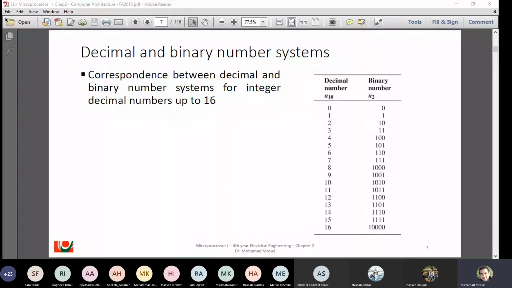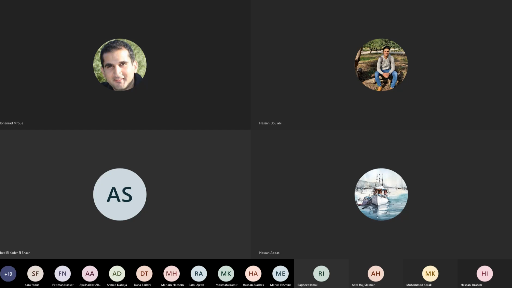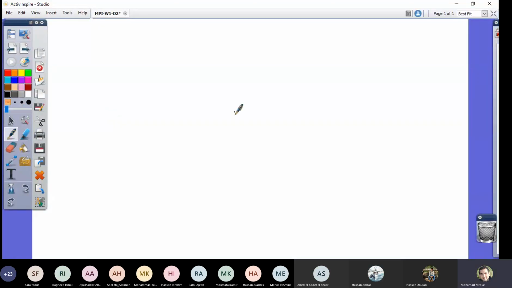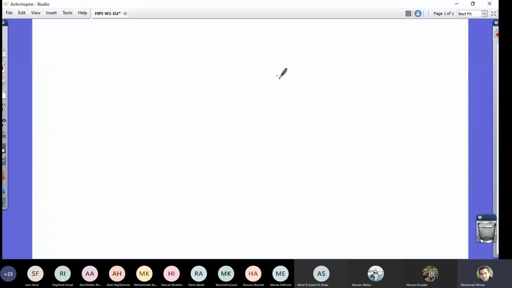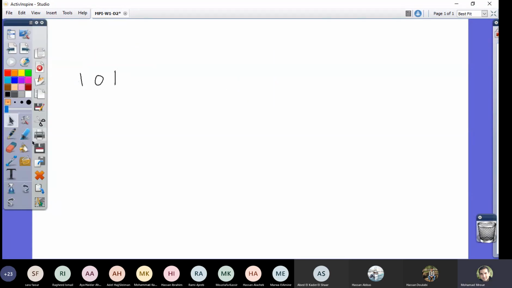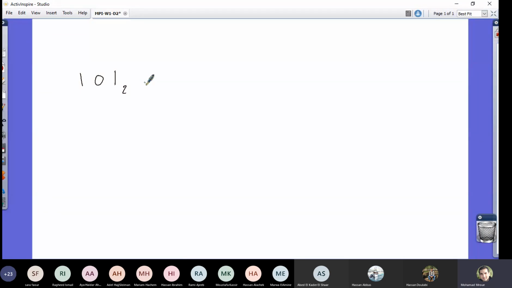Just opening the whiteboard. So just to remind you, if we have for example 1, 0, 1, which is in decimal. So how to convert to binary? So this is base 2. So the equivalent here, the weight is 0. We start from right to left.